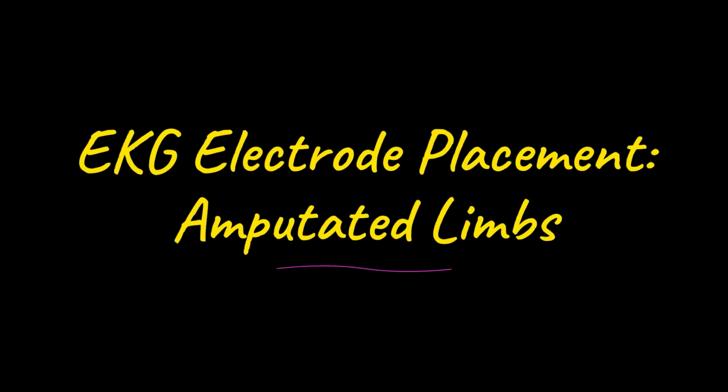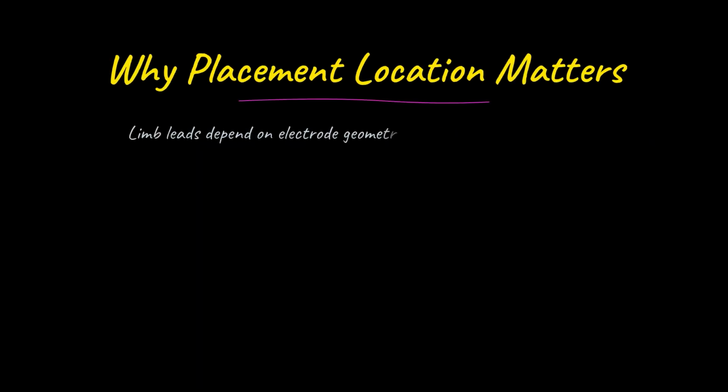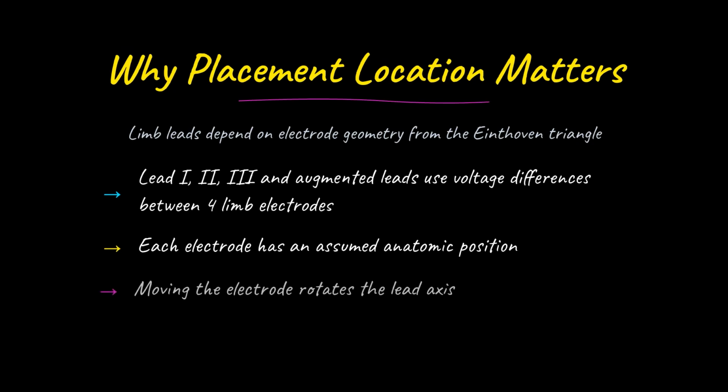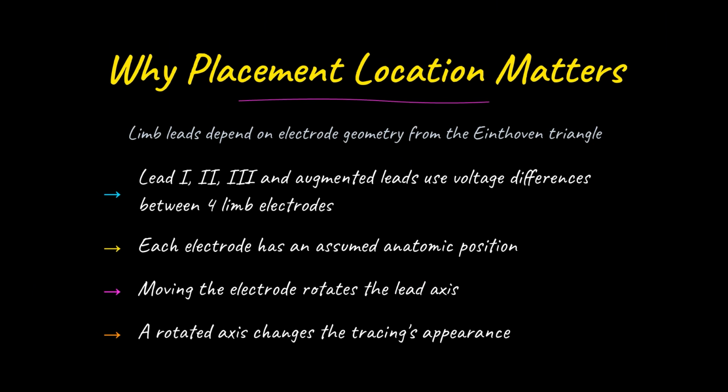When a patient has a limb amputation, the EKG electrode still needs to be placed somewhere, and where you put it matters enormously for the accuracy of the tracing. The 12-lead EKG calculates limb leads from voltage differences between 4 electrodes. Each electrode has an assumed anatomic position based on the Einthoven triangle model. Shifting an electrode away from that position rotates the lead axis and alters how the tracing looks.